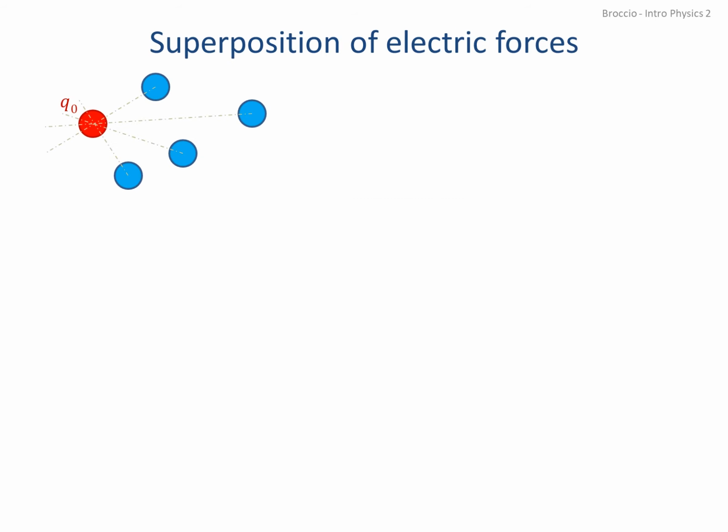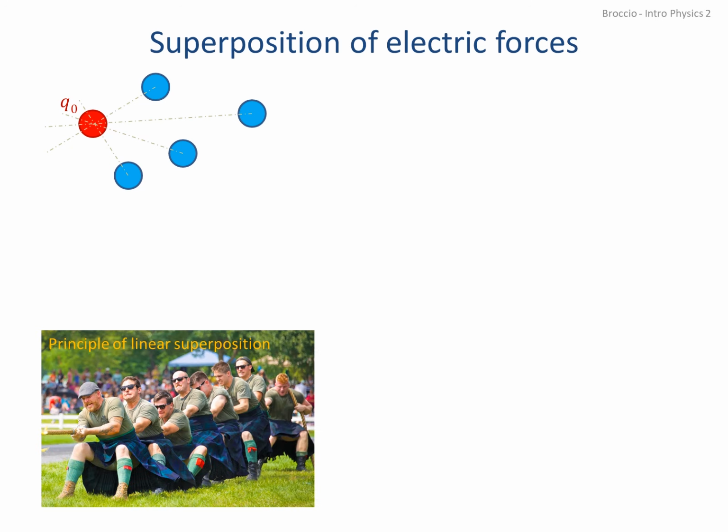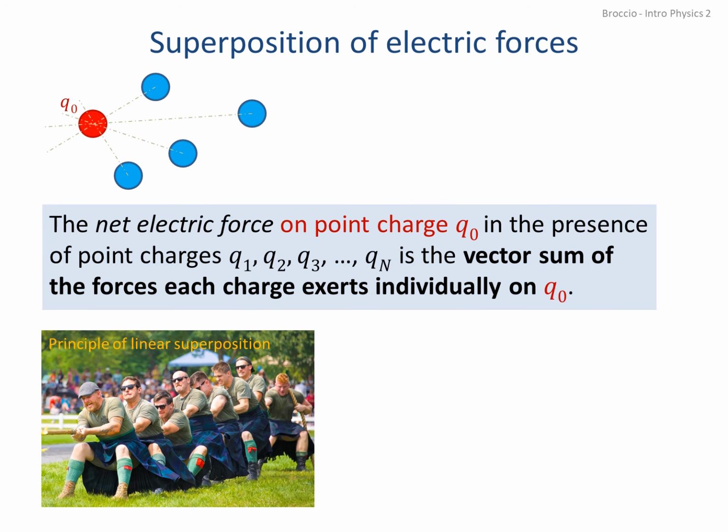What if there are more than 2 charges? Since each pair of charges interacts independently of every other pair, we can use the principle of linear superposition for forces. So if the charge of interest is Q0, then the net force acting on Q0 is the superposition of the forces due to each individual charge: F1 on 0 plus F2 on 0 plus F3 on 0 plus up to Fn on 0. This is a vector sum, so we'll work with force components in most practical cases.